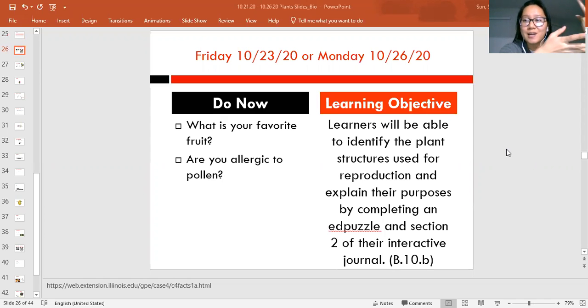Now, this is going to be kind of weird to explain it this way, but the fruit is basically an ovary, and the pollen is basically sperm. So if you've eaten fruits, you've eaten ovaries of plants. And if you are allergic to pollen, you're literally allergic to packages of sperm of plants, which is kind of funny to think about. Our learning objective is that learners will be able to identify the plant structures used for reproduction and explain their purposes by completing this Edpuzzle and a section of their interactive notebook based on what week you're in.